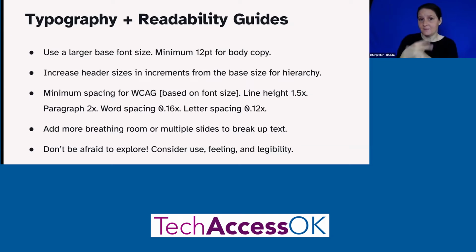If we have a minimum 12-point body copy, your line height is going to be 18 points. Your paragraph's going to be at least 24 points. You want to have a little bit of kerning. You don't want to ever use negative kerning because that just mushes the letters all together and it becomes very hard to read. Add more breathing room.